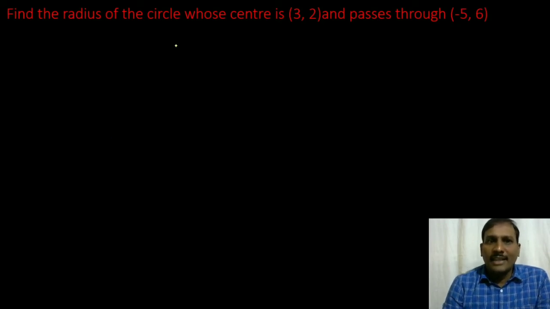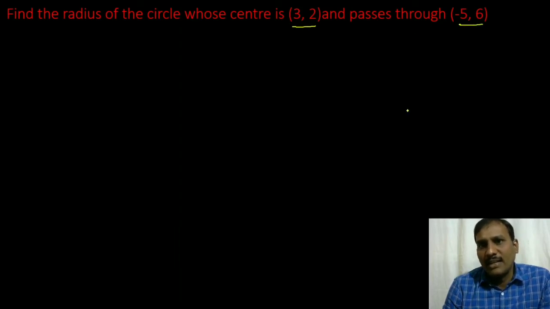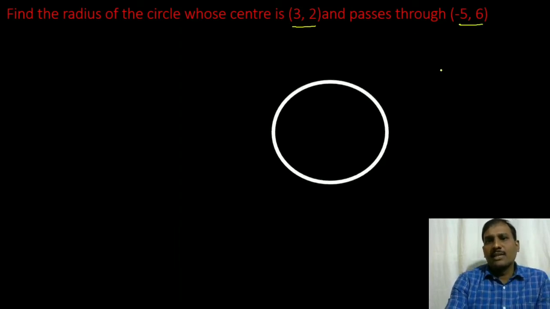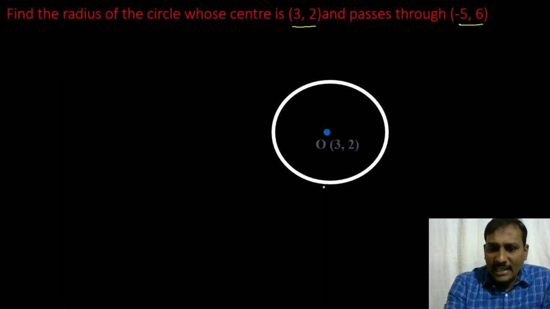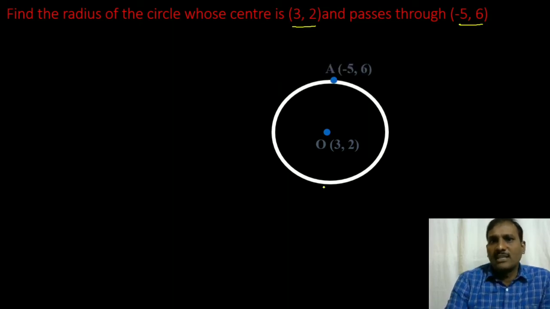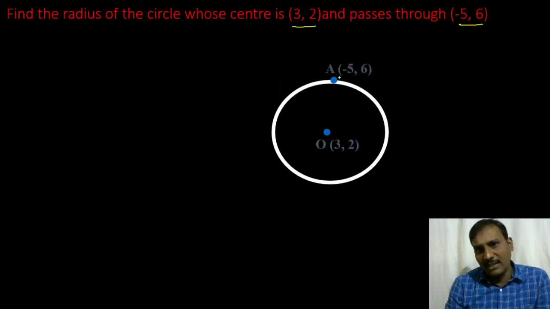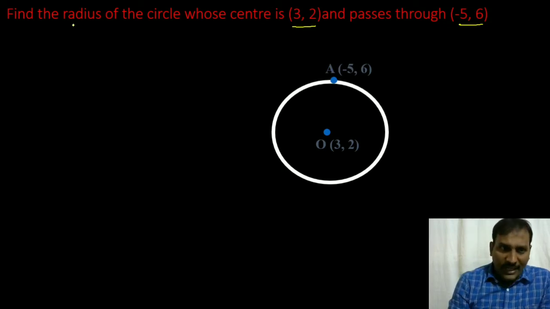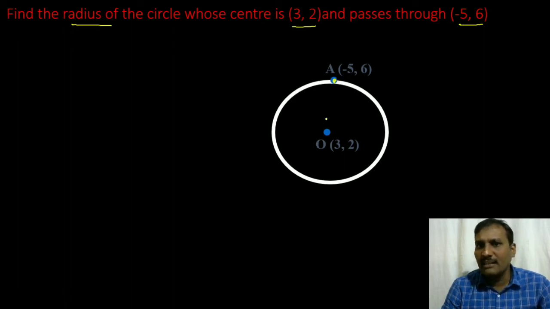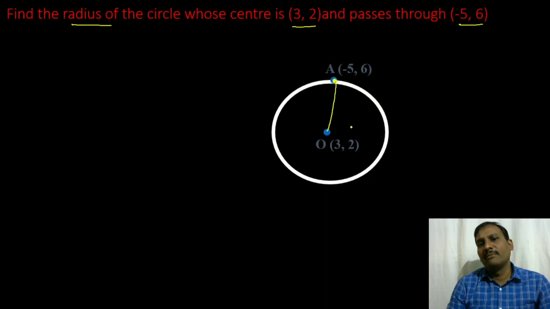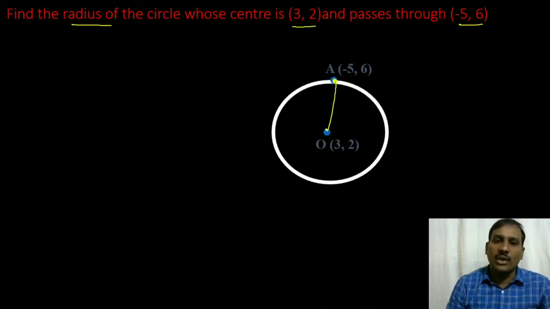Next problem. Find the radius of the circle whose center is 3 comma 2 and passes through minus 5 comma 6. Now see, this is a circle whose center is 3 comma 2, and this circle is passing through a point minus 5 comma 6. Let us say this is a point A, minus 5 comma 6. Now we have to find the radius of this circle. What is radius? Radius is the distance between the center and any point on the circle. So can I say that A is a point on the circle? Yes. So the distance between them will be the radius. That is OA is the radius.